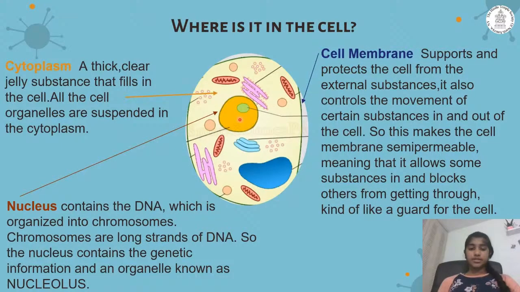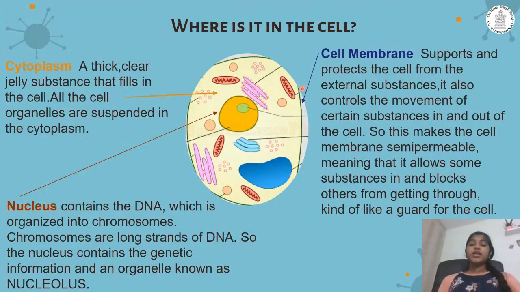The nucleus. This contains the DNA, which is organized into chromosomes. But what are chromosomes, you might ask? Chromosomes are long strands of DNA. So the nucleus contains the genetic information needed and an organelle inside it known as a nucleolus. And this light green blob here is a nucleolus.